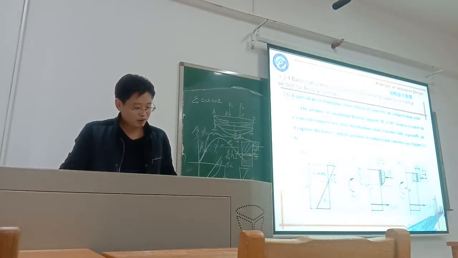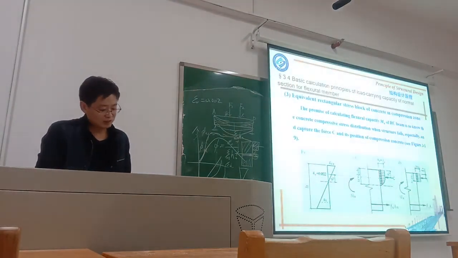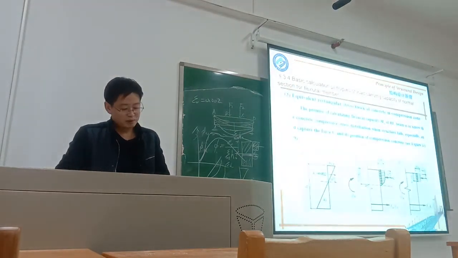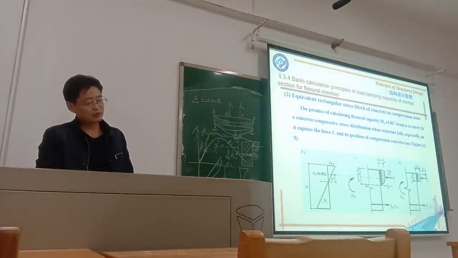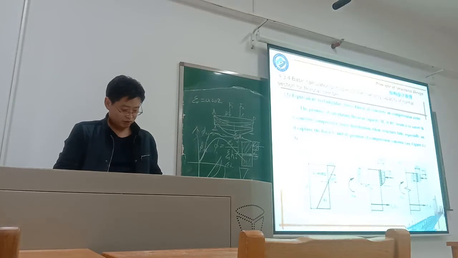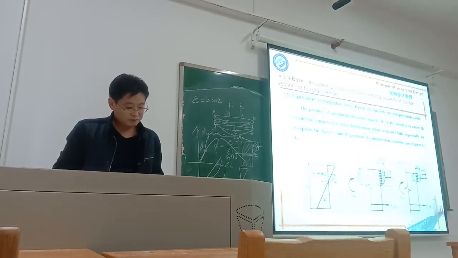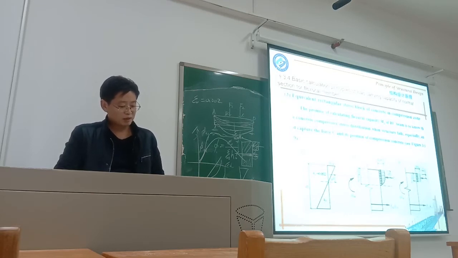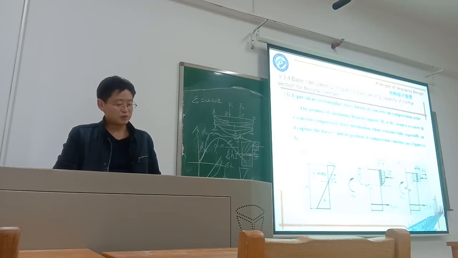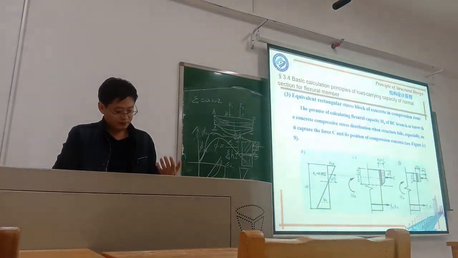So we come to the equivalent rectangular stress block for concrete in the compression zone. As we said, the real distribution is like this curve, but it's very difficult for calculation; we would need to use an integral. But now we want to make it simple. The premise of calculating the flexural capacity Mu of the RC beam is to know the concrete compressive stress distribution at failure, especially to capture the force C and its position. Because it's a curve that changes with distance, it's very difficult to get these values. So how to get them?